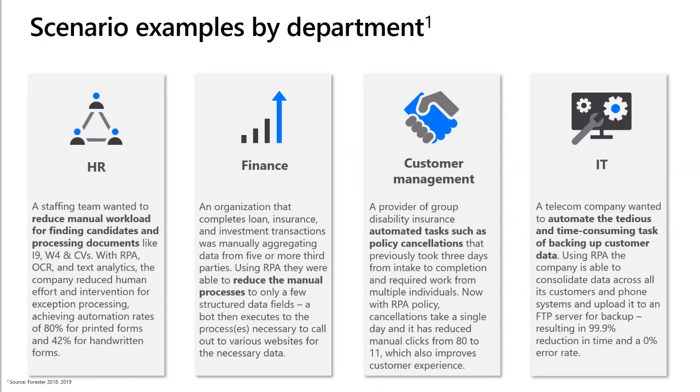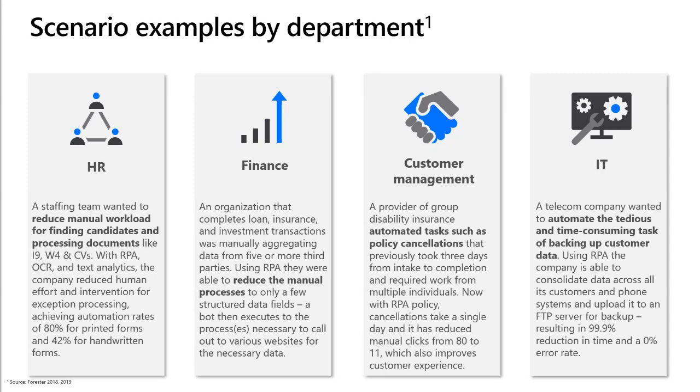In the next example for finance, an organization that completes loan, insurance, and investment type transactions was manually aggregating data from five or more different third parties, and many of those were like websites. And by using RPA, they were able to reduce the manual processes to only a few structured data fields. A bot was then able to execute the processes necessary to call out to those various websites to gather the additional necessary data.